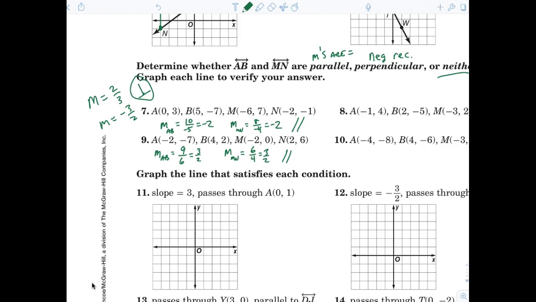Yes, that's why we say it's negative reciprocal. All right, negative reciprocal. Oh, no, look, it is. All right, here we go. Say it again. 9 is parallel. 9 is parallel.